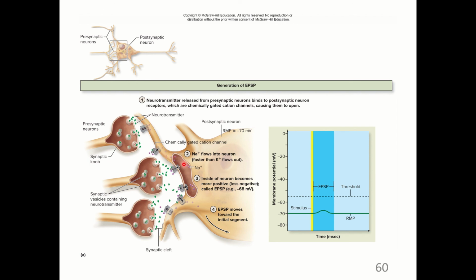In step 2, these channels are opened and sodium ions flow into the neuron faster than potassium ions flow out. In step 3, the inside of the neuron becomes more positive, and this is the excitatory postsynaptic potential. In step 4, the excitatory postsynaptic potential moves towards the initial segment. So we've gone towards the threshold. But just one is not enough to bring us to threshold.